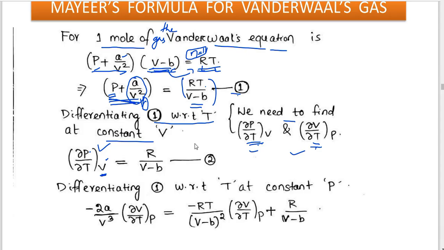So what will happen? R is constant, B is constant. So this R by V minus B is constant, and the variable part is T only. So the derivative of T will be 1. So this is 1, R by V minus B, the derivative with respect to T at constant volume. That is equation number 2. One part is done, that is del P by del T at constant V. Now we have to find the second part.